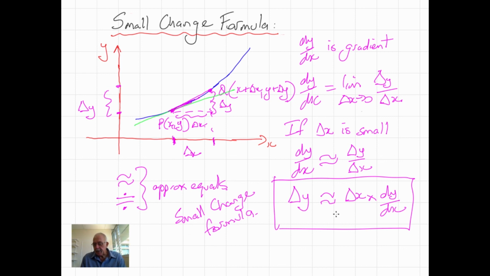And what it does is that, given some small increment of x, and if we know the function, we can find the corresponding small change in y by finding dy dx and multiplying it by delta x, or the change in x. That'll give us the corresponding change in the y value.